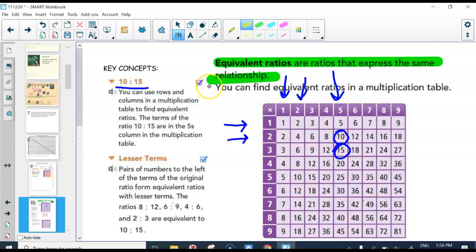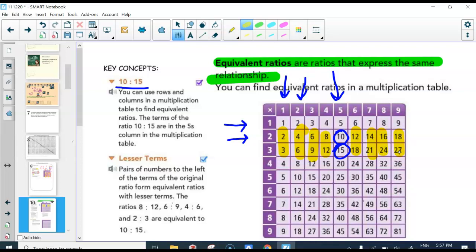Yo voy a usar mi highlighter, mi resaltador. 10 es a 15 es igual a 8 a las 12. Es igual a 6 a la 9. Es a 9. 4 y 6 y 2 y 3. ¿Ok? Esos son iguales. Y en la otra dirección, 10 es a 15 es igual a esto, esto, esto y este. ¿Ok? Todos de estos son igual. ¿Ok? So, lesser terms es a la izquierda.